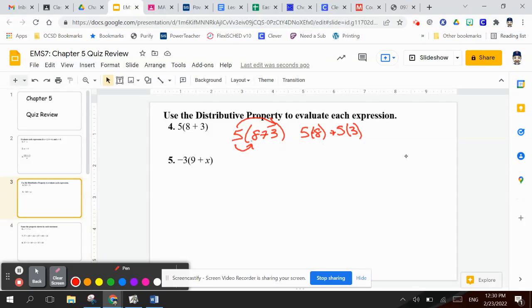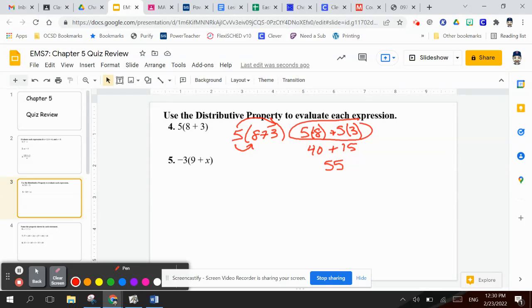See this way here, the 8 and the 3 are no longer in the parentheses. So to solve, I would take 5 times 8, which is 40, plus 5 times 3, which is 15, to get 55. That's using the distributive property.